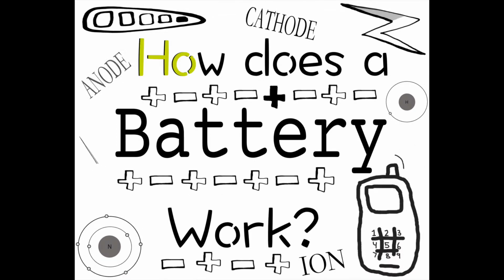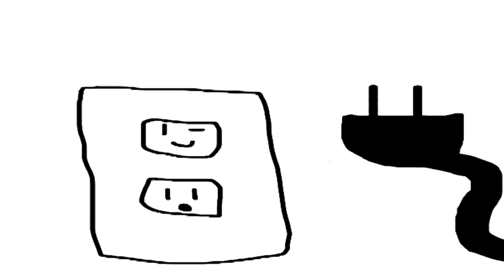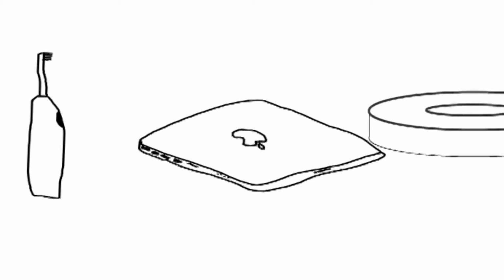How does a battery work? Many electronics need to be plugged in to work. But cordless technology is on the rise. We have cordless toothbrushes, cordless computers, and cordless vacuums. Basically, any electronics that we use can be made wireless.